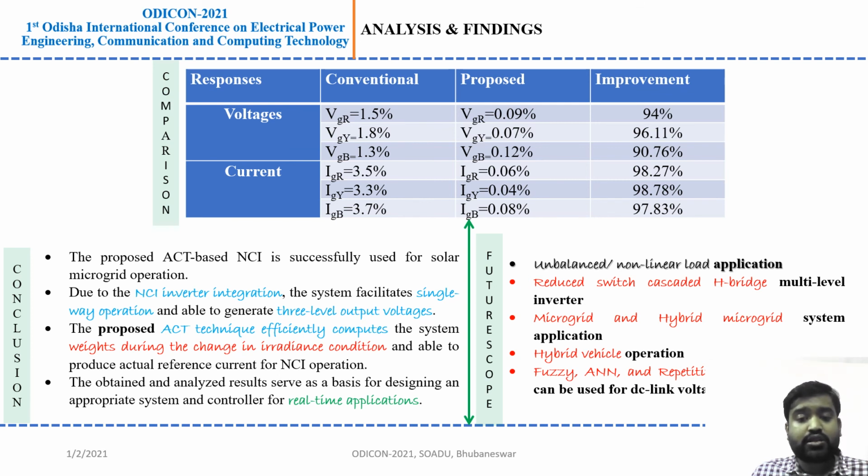for real-time applications. The future scope is that the developed model, inverter and control model are applicable for unbalanced and nonlinear load applications. A reduced switch cascaded H-bridge multi-level inverter can also be integrated for real-time applications. It is also applicable for microgrid and hybrid microgrid systems. And fuzzy NN and repetitive control can also be used to improve the stability.